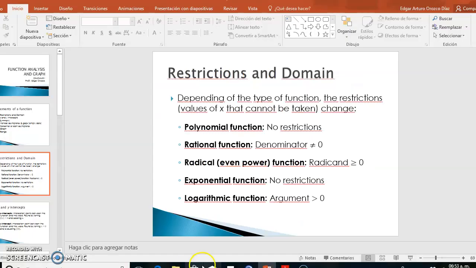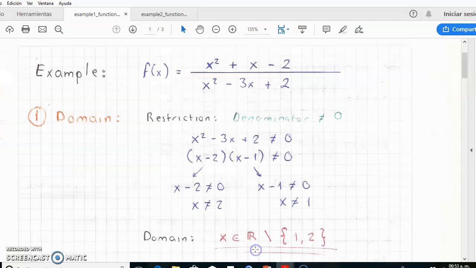In this case, for example, I have this function, which is f of x equal to (x squared plus x minus 2) over (x squared minus 3x plus 2). To find the domain, first the restriction, the denominator has to be different than 0. So x squared minus 3x plus 2 has to be different than 0. We factorize that. How? Well, by looking for two numbers that multiply give you positive 2 and add that give you negative 3. So it will be (x minus 2) times (x minus 1) different than 0.